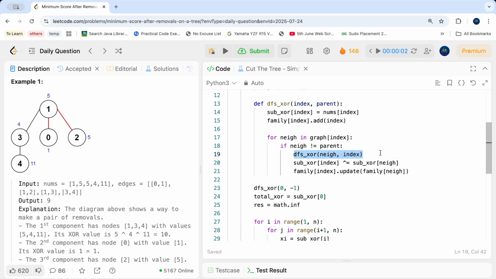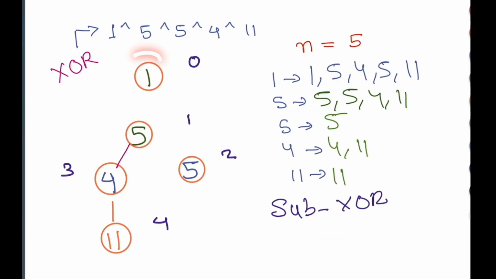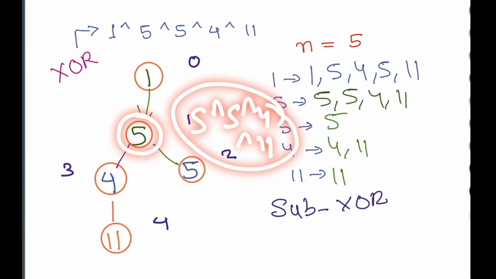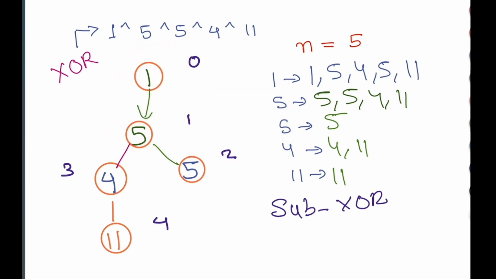After you come out of this particular DFS recursion, you are going to update the sub XOR value at the current index, which is XOR equal to sub XOR of the neighbor. If you try to find out for 1, initially it will be 1. Then we are again going to run the DFS function, and we are going to have another edge here, right? Since 1 has the next neighbor as 5, what will be the value at 5? For 5, the XOR will be 5 XOR 5 XOR 4 XOR 11. Then we are going to take the whole XOR value with 1 as well, and that will be the XOR value at 1.